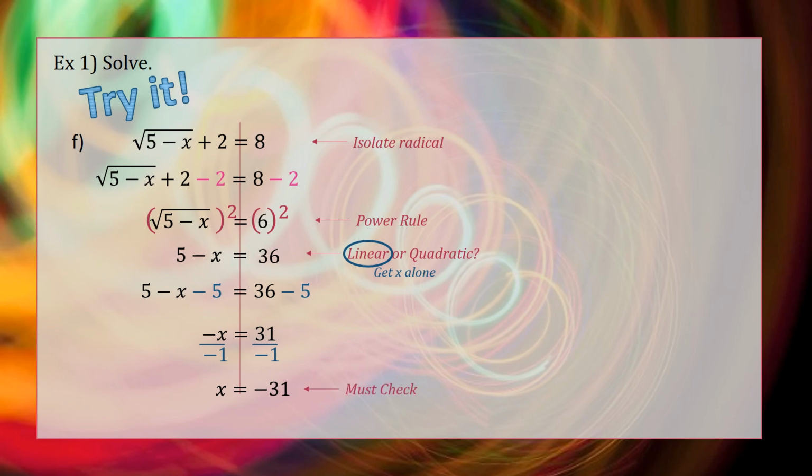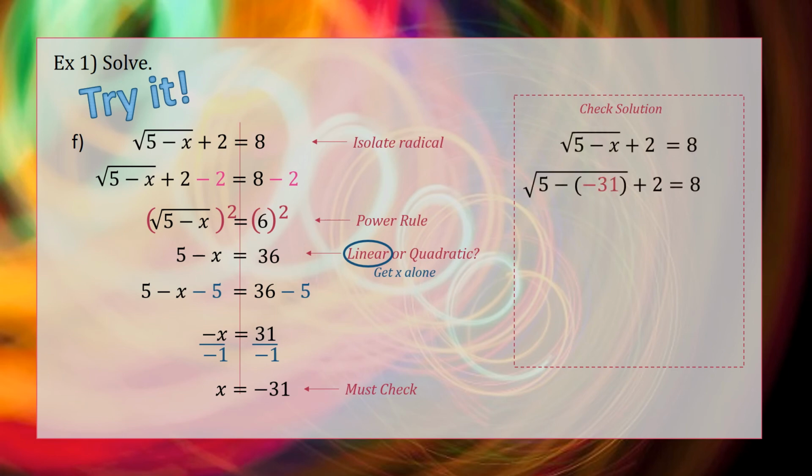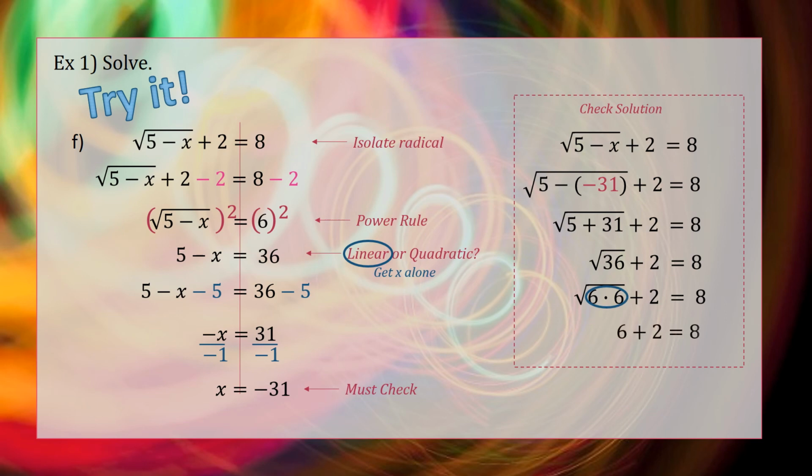But you also were supposed to check. So again, back at the beginning, you plug in a negative 31 for x. Notice 5 minus a negative 31 changes to a positive, which gives you 36 under the radical, which is made up of 6 times 6, and since we do have a set, it comes out, and 6 plus 2 does equal 8, so you do get to keep that solution.